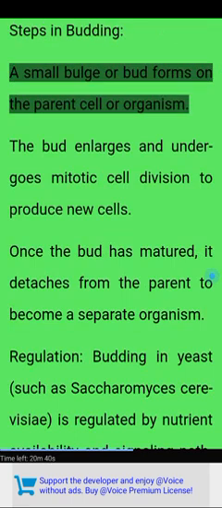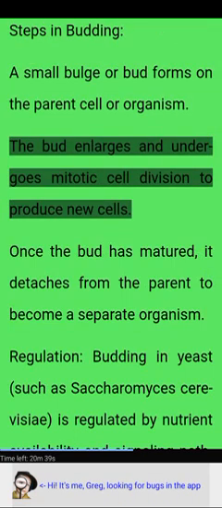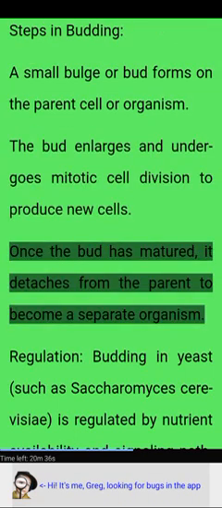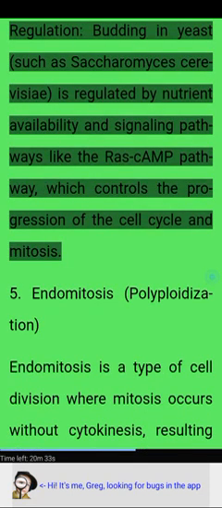Steps in budding. A small bulge or bud forms on the parent cell or organism. The bud enlarges and undergoes meiotic cell division to produce new cells. Once the bud has matured, it detaches from the parent to become a separate organism. Regulation. Budding in yeast such as Saccharomyces cerevisiae is regulated by nutrient availability and signaling pathways like the RAS-cAMP pathway, which controls the progression of the cell cycle in mitosis.